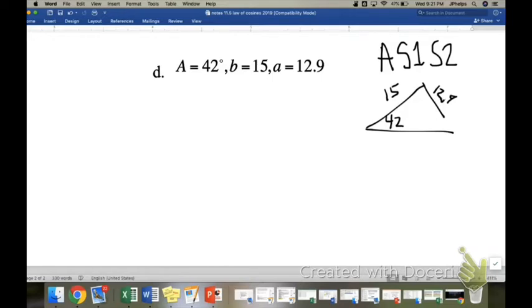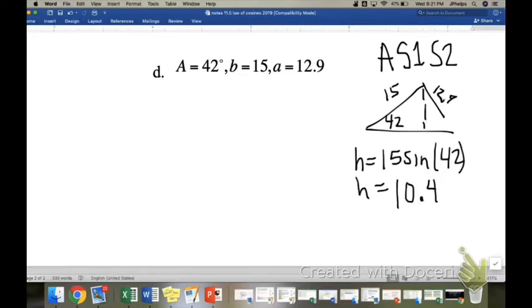So if we solve for the height, we get the height of the triangle is 10.4 approximately. And this shows us that side 2, so side A, is less than side 1, and it's greater than h, the height, which means that there are going to be two possible triangles here. One will be going over here, and then a smaller one over here. And we need to solve both of these.